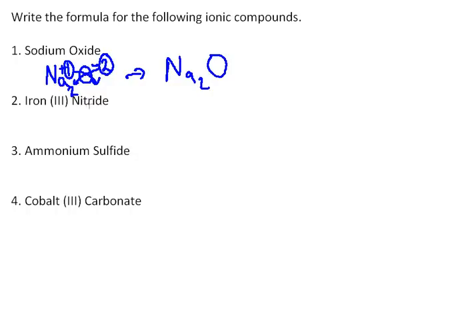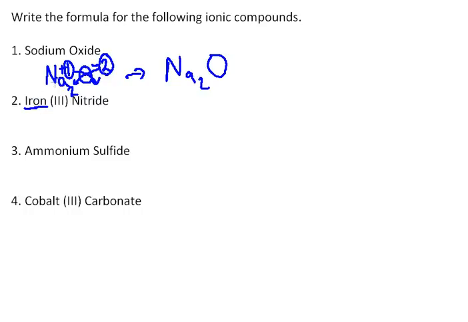Take a look at the next one here. We have iron 3 nitride. If you notice, iron is an element that's in the transition metals. And transition metals, we can't tell what their charges are based on their location on the periodic table. So we need to include their charges whenever we write out the name of a compound with a transition metal.